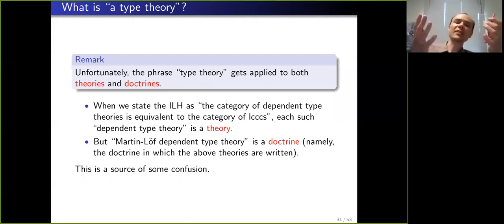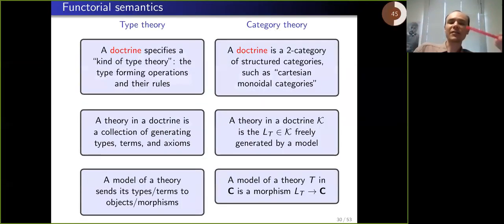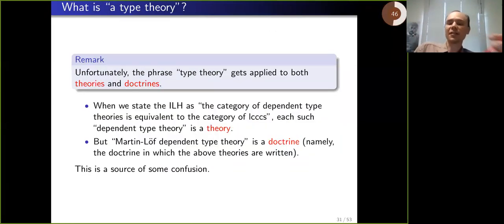But when we say something like Martin-Löf dependent type theory to refer to the judgmental structure with pi's and sigmas and identity types and so on, in the language of this slide, that's a doctrine, not a theory. Now, I mean, obviously, it's just about how we use words. We can certainly call that a theory as well, but it can be confusing to mix these levels. And so I find it helpful to think at least about there being two different levels here.